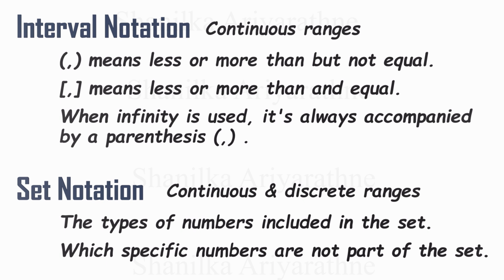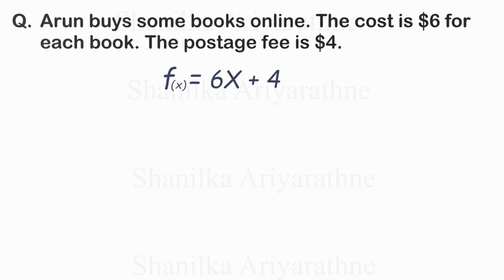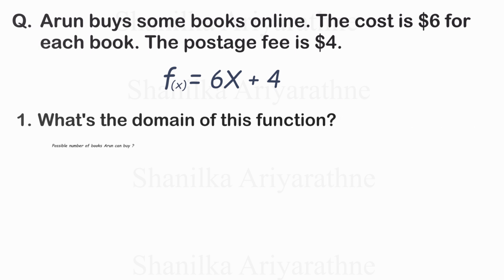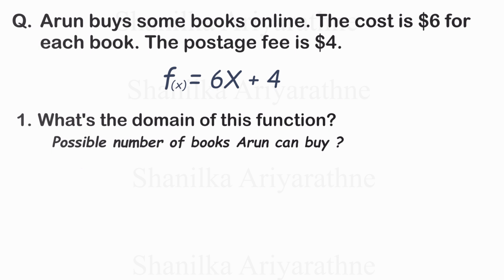Let's talk about our previous example first. Arun buys books online, each costing $6 plus a $4 postage fee. We express this relationship with the function like this. This function helps us figure out the total cost based on the number of books. Now, what's the domain of this function? The domain represents the possible number of books Arun can buy. It must be greater than 0 and a whole number.